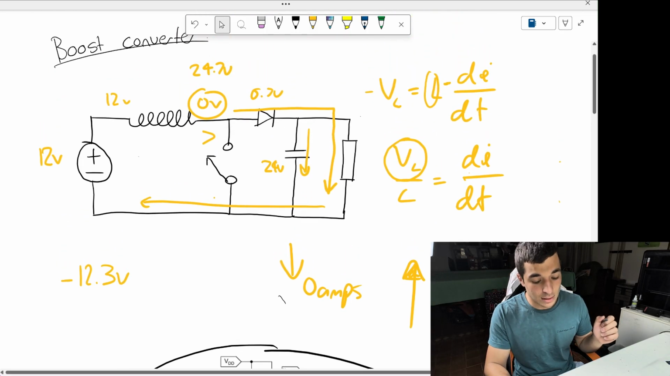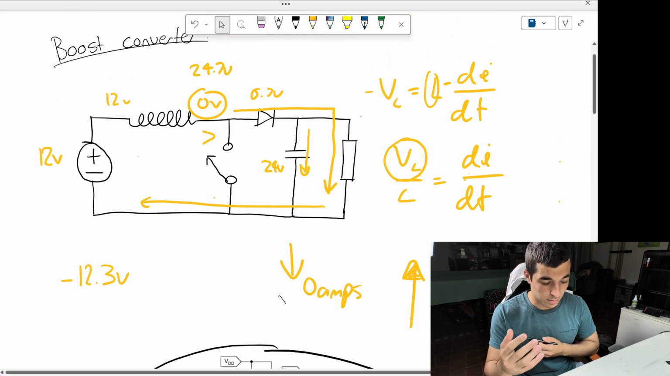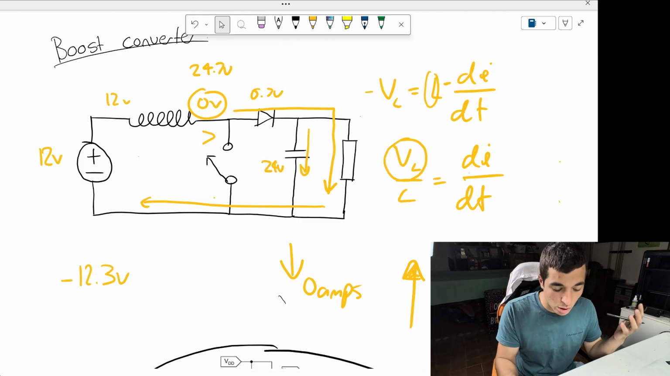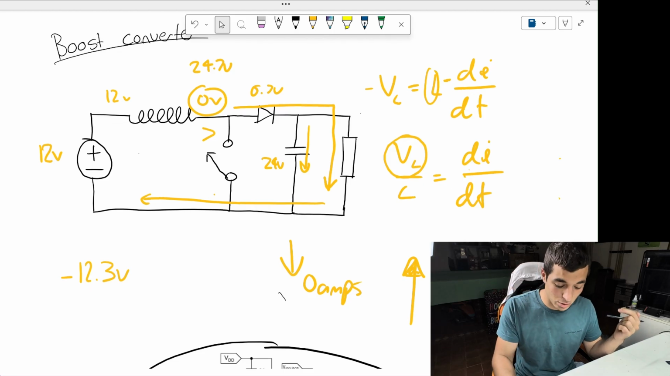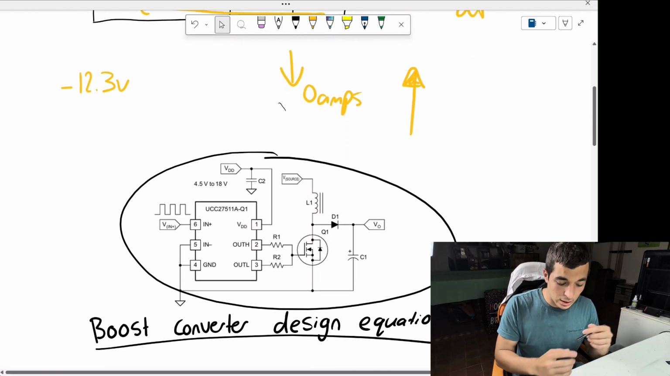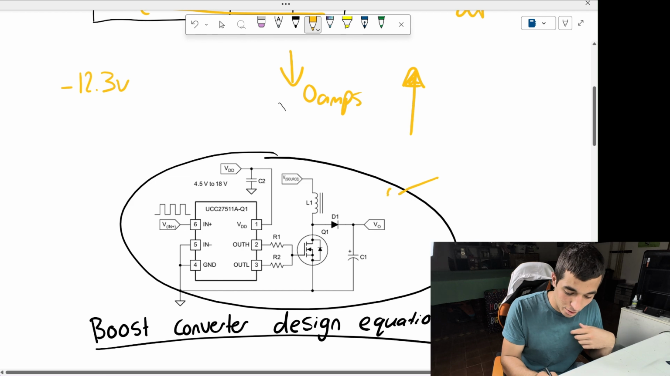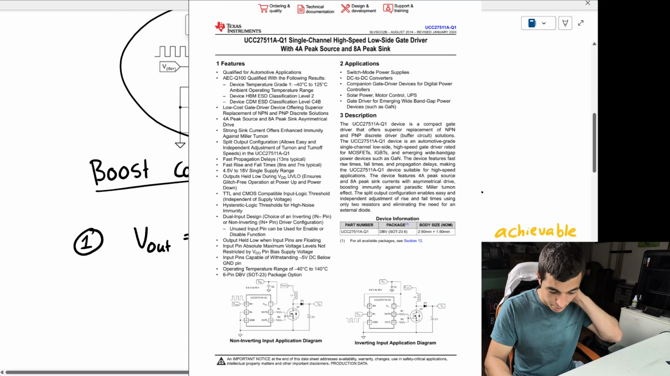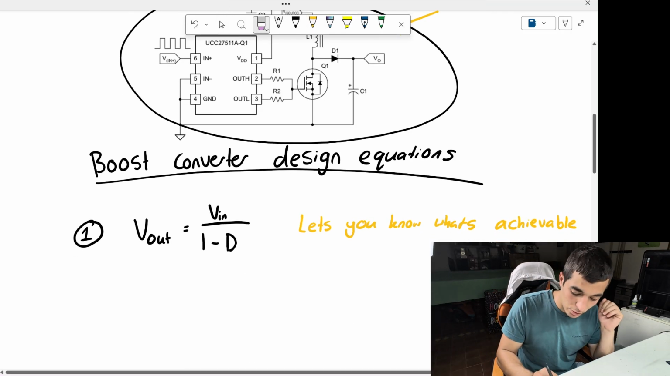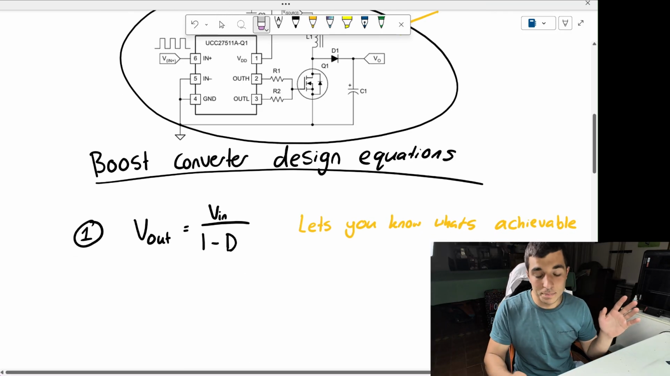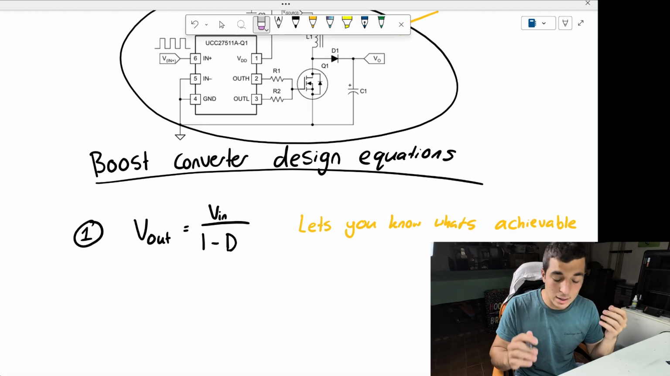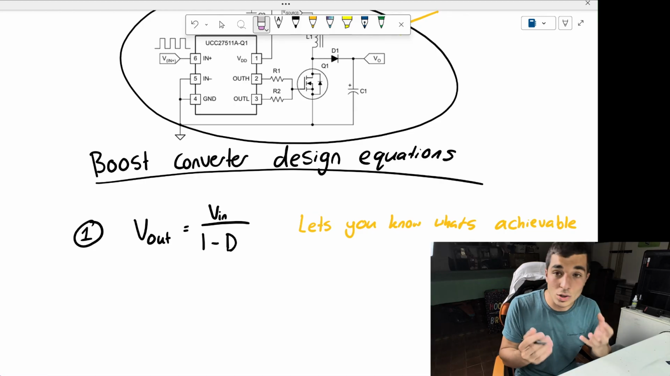Now we'll go through the design equations on how you can actually design a boost converter. I don't want it to be too long, but I just wanted to give you the fundamentals of it. Here is the diagram that I followed. It's just on a data sheet for the gate driver. But the first equation is the voltage equation. This is super important. Off and on time, it's going to let you know what you can get out of your boost converter in terms of voltage.